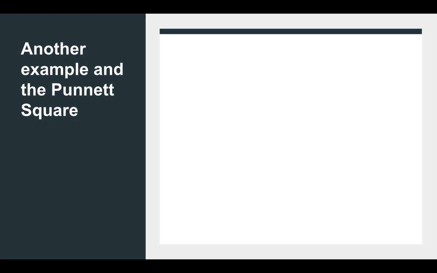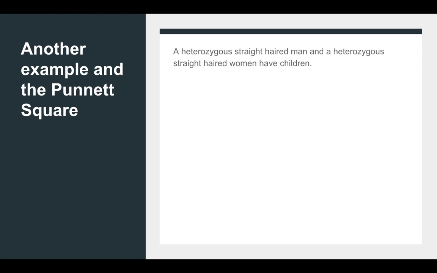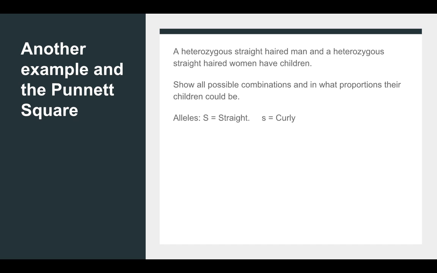Let's look at another example using a Punnett square this time, which we're going to see a lot more of in the future. A heterozygous straight-haired man and a heterozygous straight-haired woman have children. Show all possible combinations and in what proportions their children could be. Again, we write our alleles out and they don't change. Capital S equals straight, lowercase s equals curly. We're told that the father is heterozygous, so he is capital S, lowercase s, and the mother is also heterozygous, so she is capital S and lowercase s.